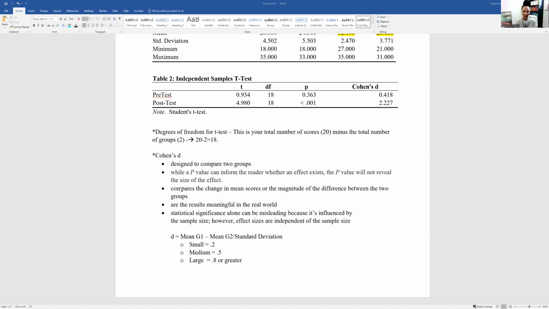So we can have results that are statistically significant, but we have a small Cohen's d, which means that there's really no meaningful application to the real world. We can even have results that are not statistically significant, but we can have a really large effect size, which means that even though the results were not statistically significant, there's still something about this information that can have some practicality to the real world.